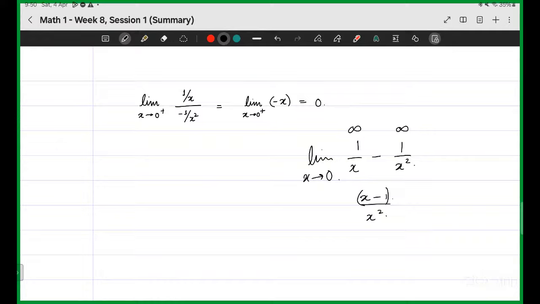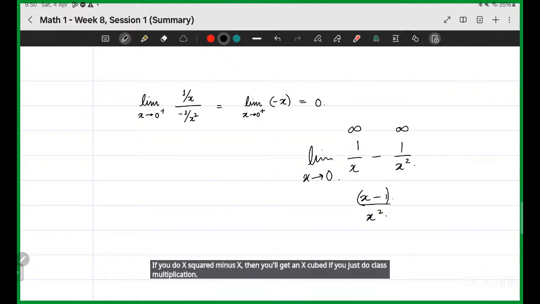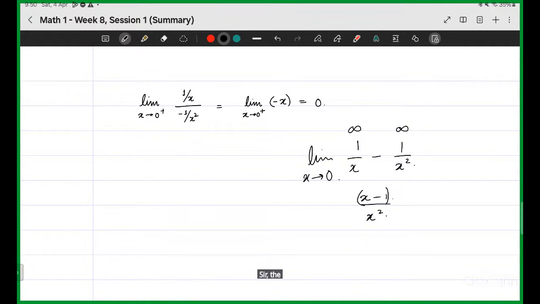No, what? I didn't get what you're saying. So this is x squared minus x divided by x squared. Why x squared minus x? If you do x squared minus x, then you'll get an x cube, if you just do cross multiplication. Sir, the result of 1 by x minus 1 by x squared will be x squared minus x divided by x. Acha, okay, sir. I got confused. Yeah, it is my fault.